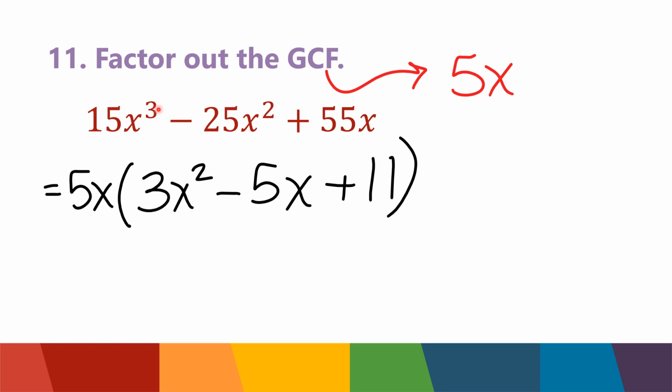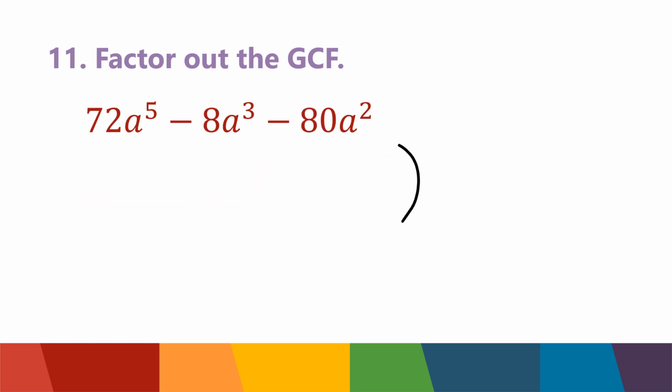All right, so 15x cubed divided by 5x, 15 over 5 is 3. 3 x's take away 1 x gives you 2 x's left over. Then negative 25 divided by 5 is negative 5. 2 x's take away 1 leaves you with 1 x. 55 divided by 5 is 11. 1 x take away 1 x, x's are gone. So this is what it looks like to factor out the GCF.